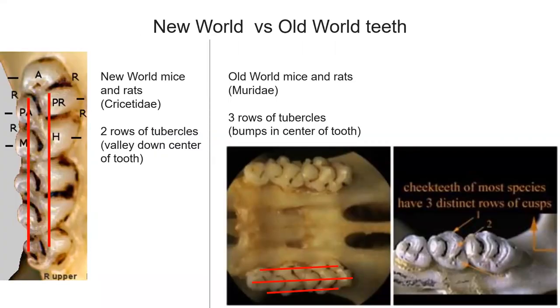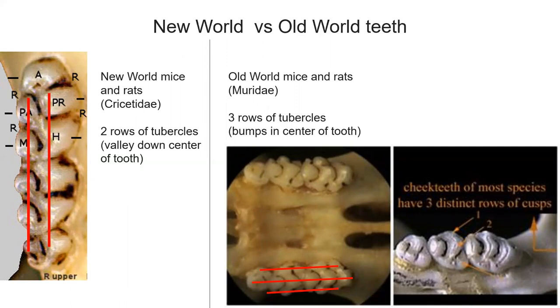But these ones all have kind of bumps on the teeth. They have three upper and lower cheek teeth. How do you tell them apart? Well, on the left, we see two rows of bumps. The key describes them as tubercles or cusps or whatever. But think about how on your teeth, you have these little bumps. And in the New World mice and rats, they're arranged on either side. So you see kind of bumps on the cheek side and bumps on the tongue side, and then this kind of valley down the center of the tooth. Versus the Old World mice and rats, you see three rows of bumps. So you see kind of a little bump on the outside, a bump in the center, and a bump on the inside.